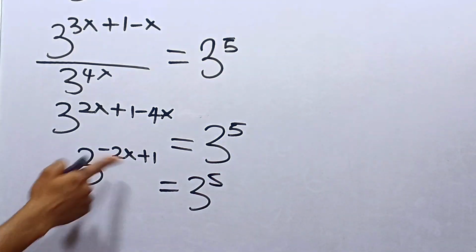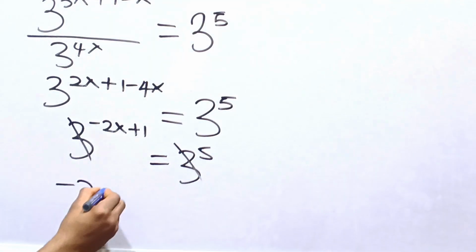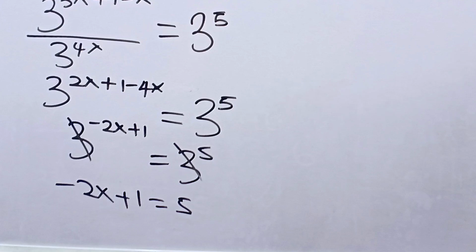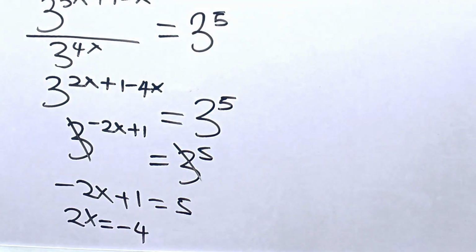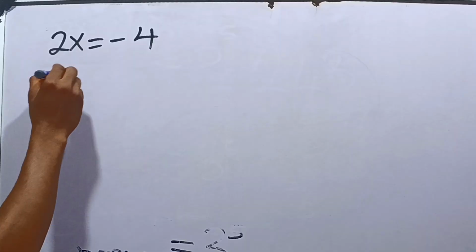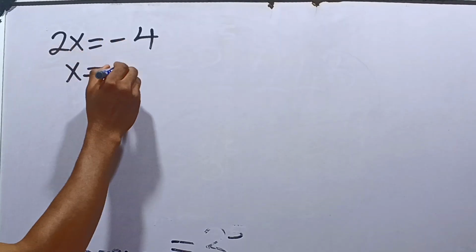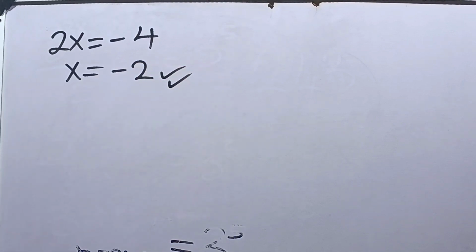When the bases are the same, you equate the powers. So we have that 3 will strike 3 here. So we have that negative 2x plus 1 is equal to 5. From here, we now have that 2x will be equal to negative 4. Hence our x will be equal to negative 4 divided by 2, which is equal to negative 2. So this becomes the final answer to this question.